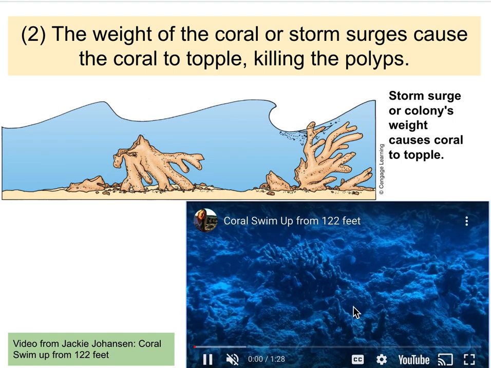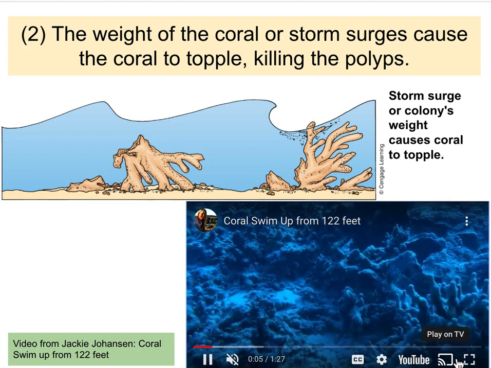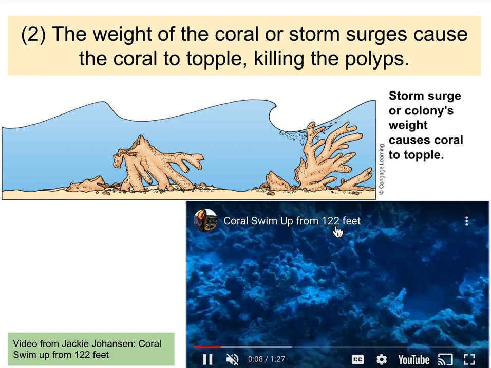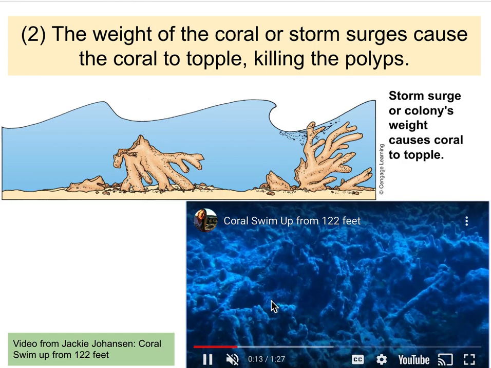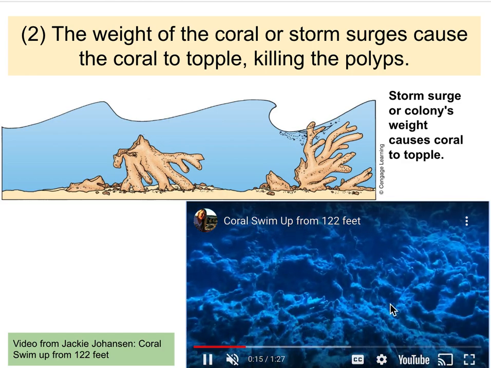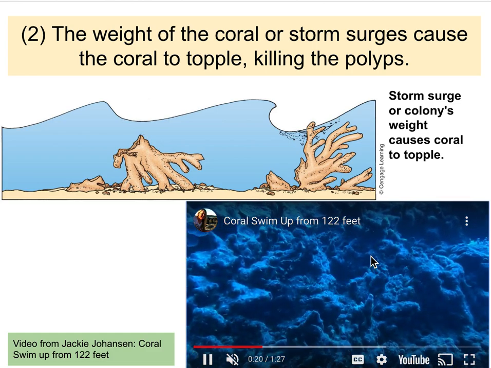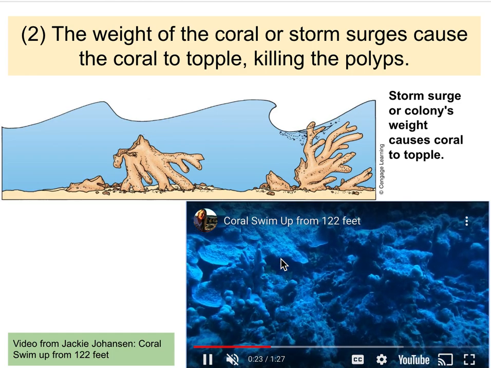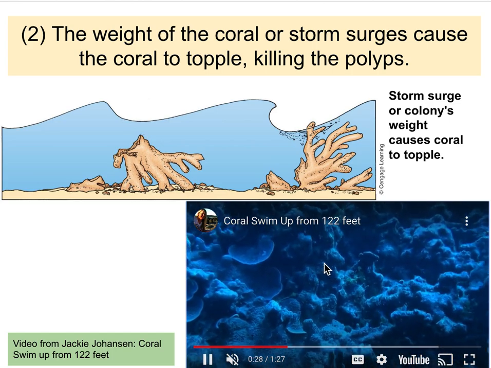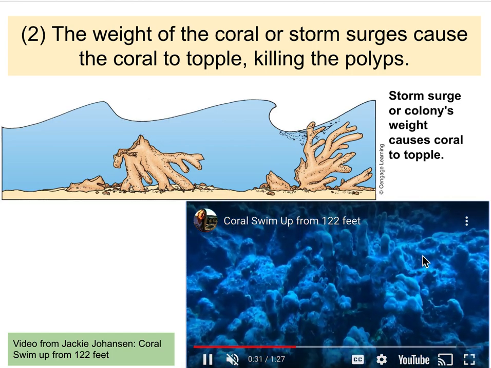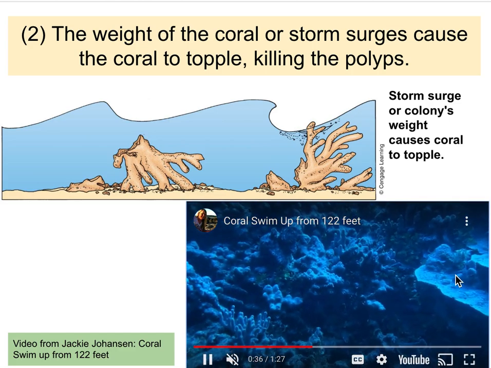I actually have a video that I took here on the big island of Hawaii. It shows me swimming up from about 122 feet. You can see here some columnar pillar coral, which is the kind that sticks up like a pillar. You can also see some large plate coral. It was really dark. Look at that awesome plate coral there.